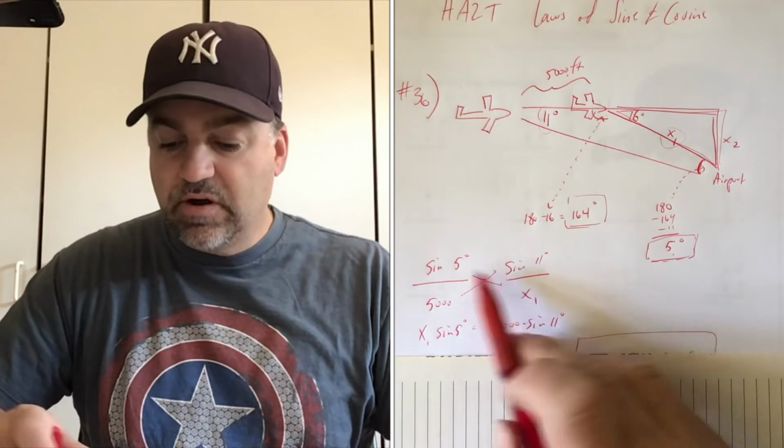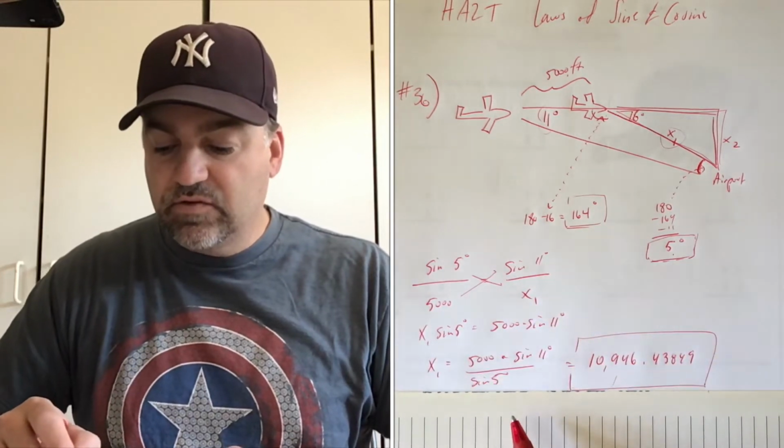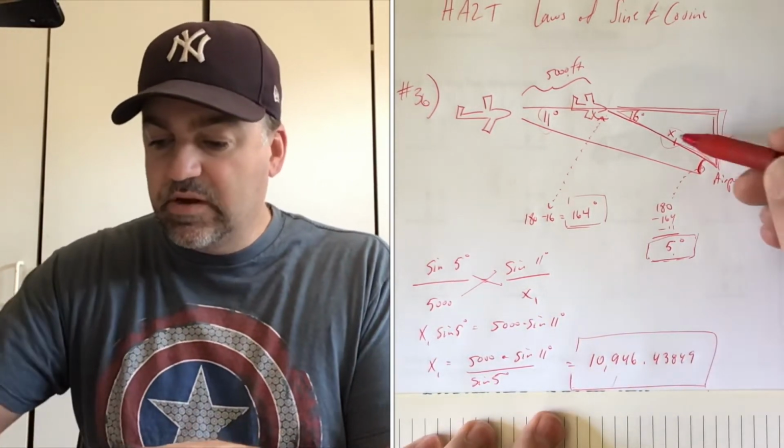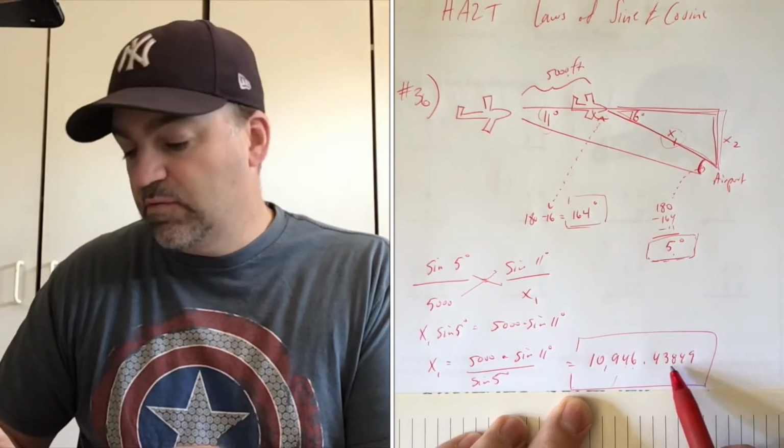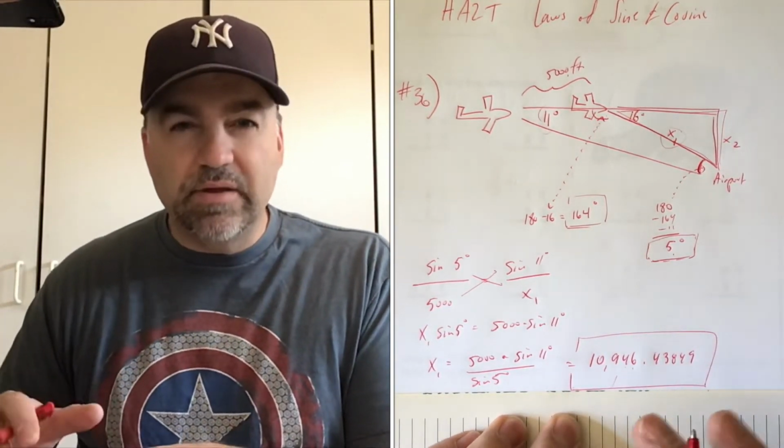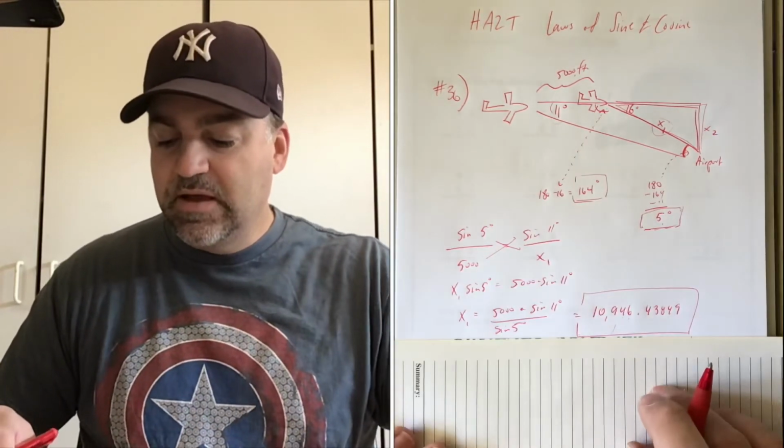And after I cross multiply and solve for x1, I get that x1 is 10,946.43849. I'm not going to round it yet because I'm not done with the problem.